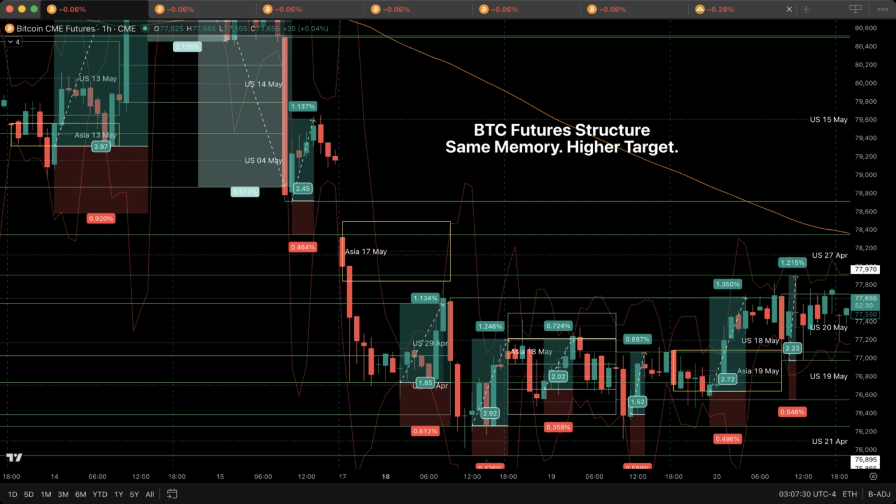The market does not need to look dramatic. It only needs to behave correctly. Lower boundary holds. Rotation completes. Old memory gets tested. That is enough. That is the trade. That is the execution.